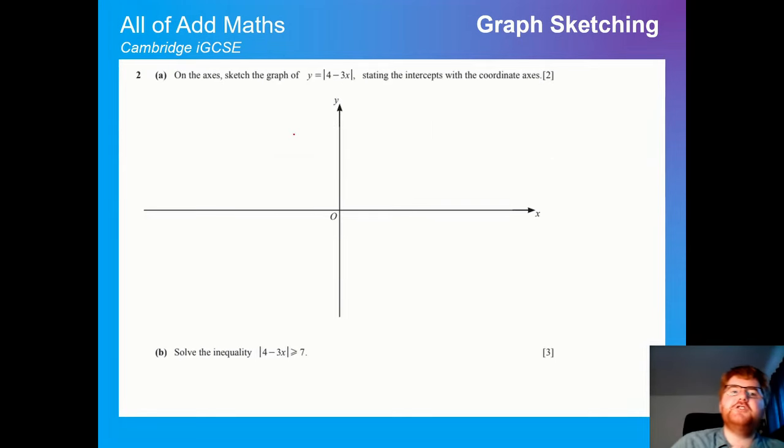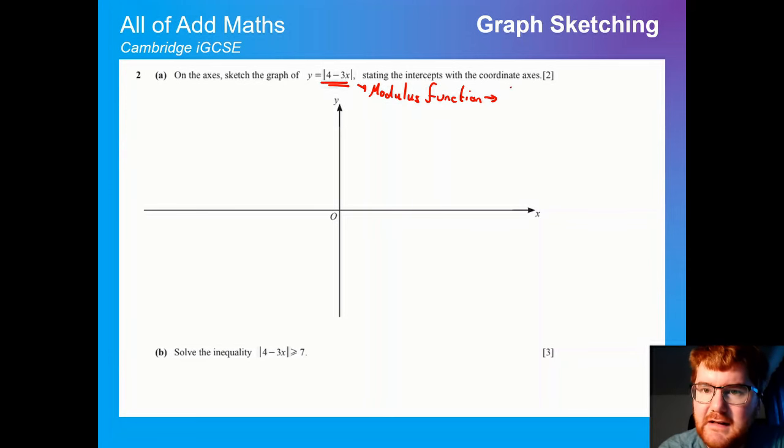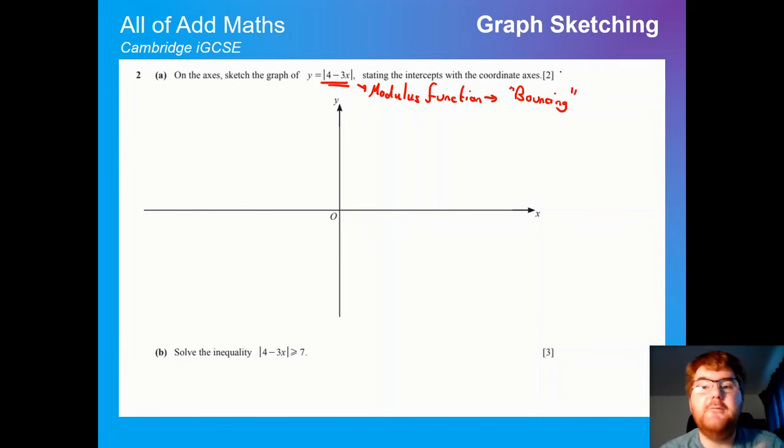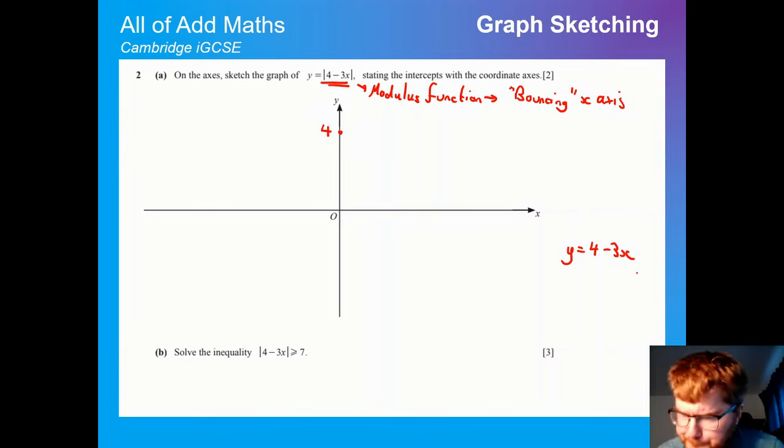Okay, and on to question 2, where we're going to do a bit of graph sketching here. So notice we've got a modulus function, and that means there's going to be some kind of bouncing effect. So this is what I like to call it, some kind of bouncing effect from the x-axis, because the function can never be negative. So it's going to be bouncing in the x-axis, and what we're going to do here is actually just consider the y equals 4 minus 3x. Imagine we actually tried to plot that line. Well, it goes through at 4, so that's important here. It's going to have a negative gradient, so it's going to go down this way.